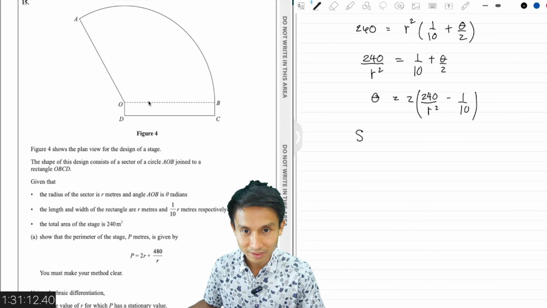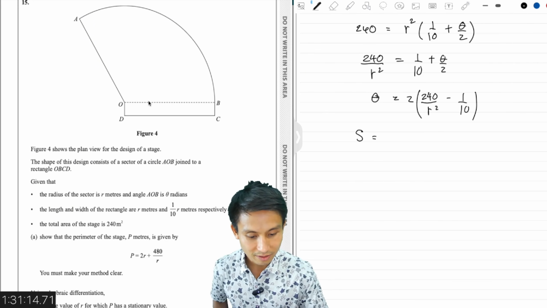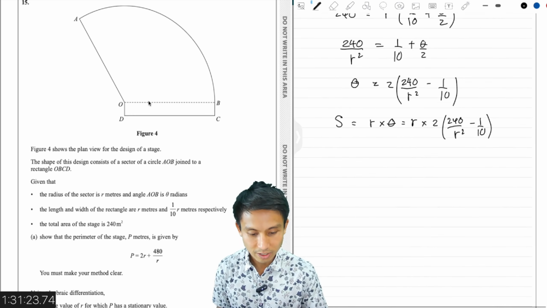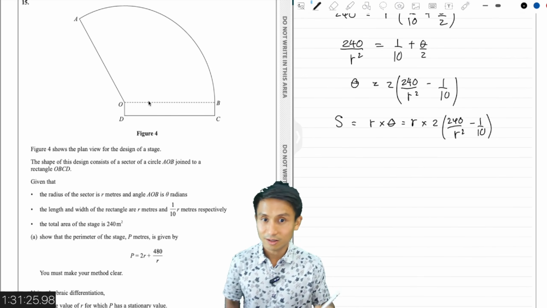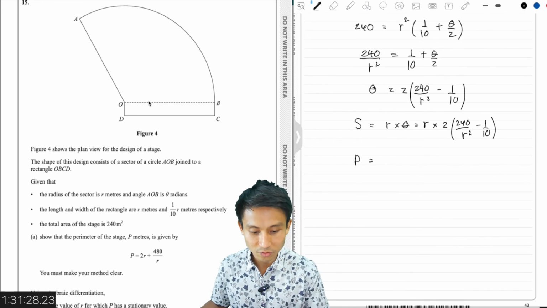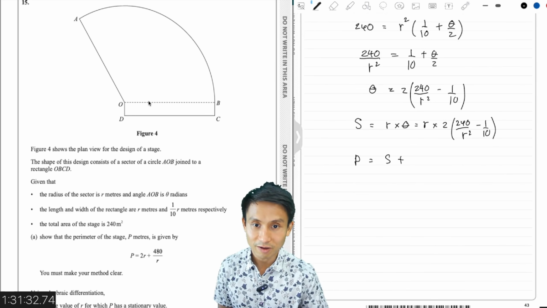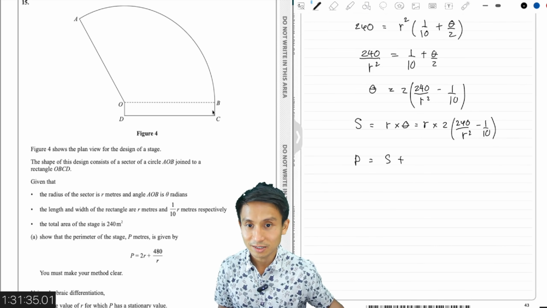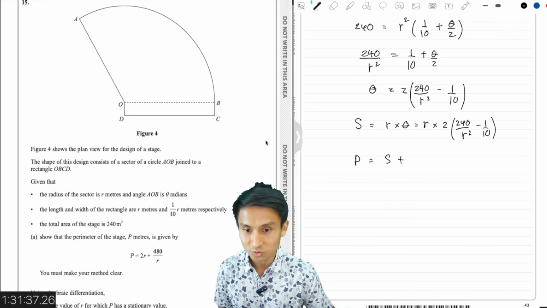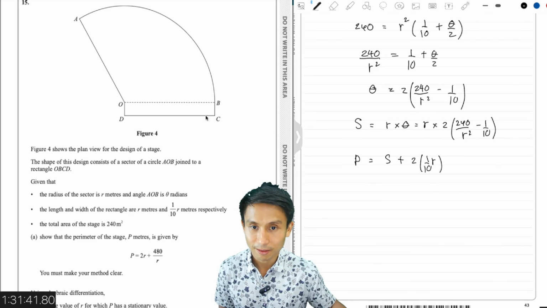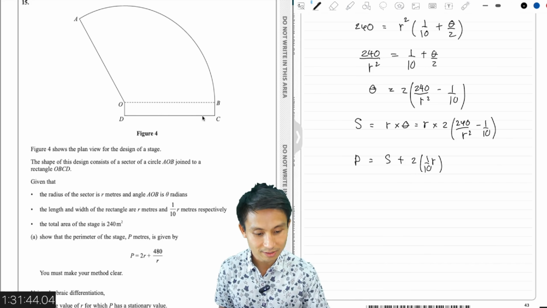So arc length S is r times theta, which is r times all that. I'm just going to write it down like that. That's the arc length, and then the perimeter would be equal to the arc length plus BC there and also OD there, so it's 2 times 1/10 r, and then one of these, radius.